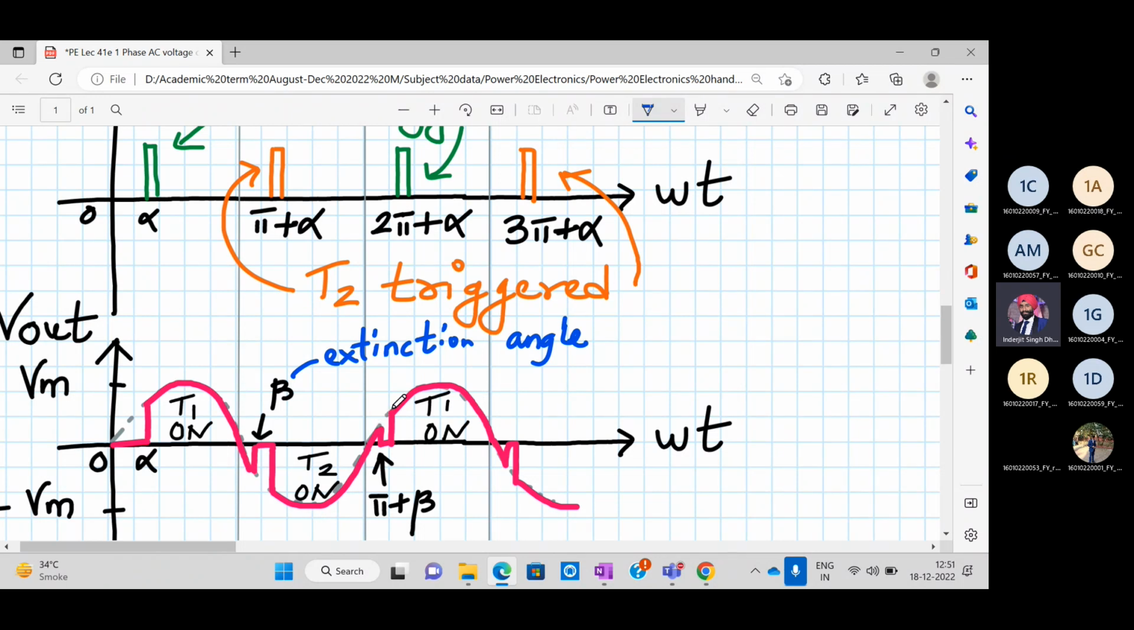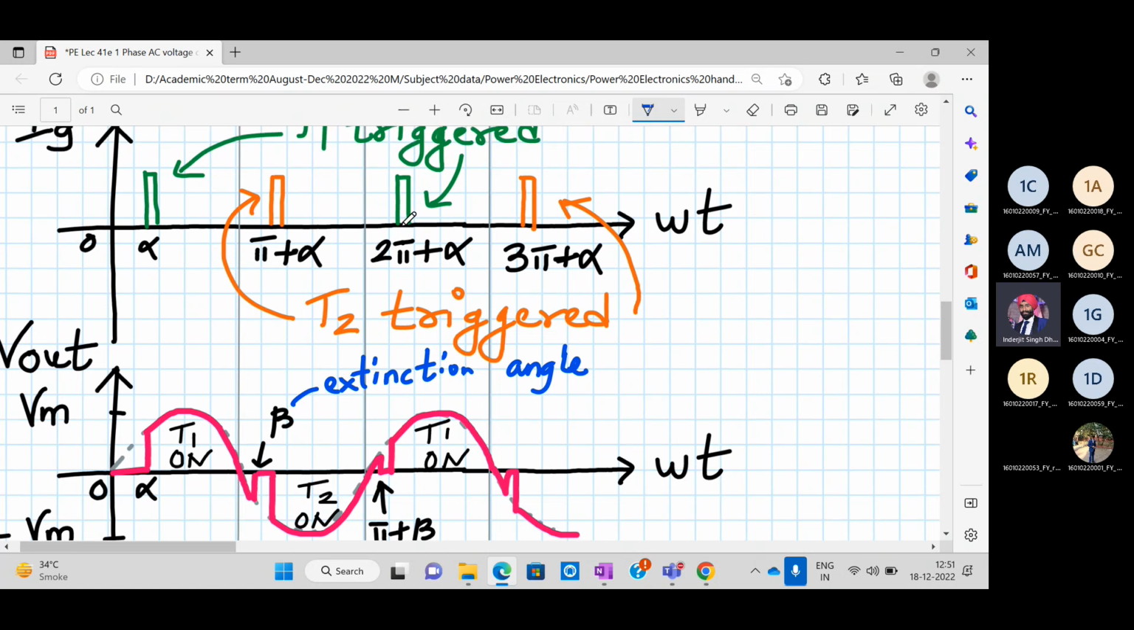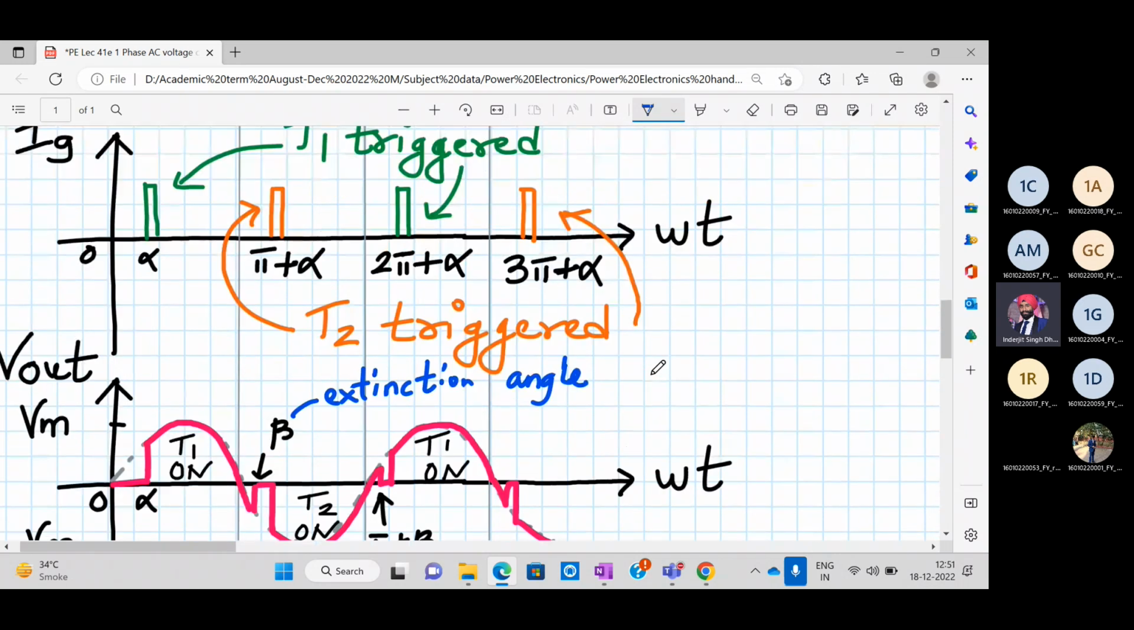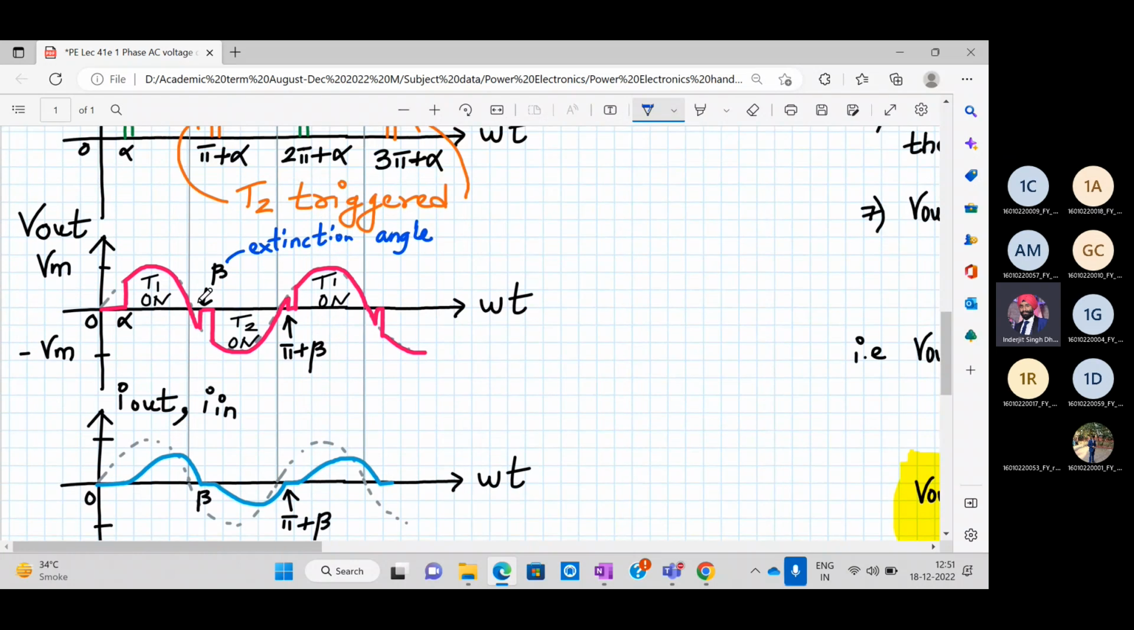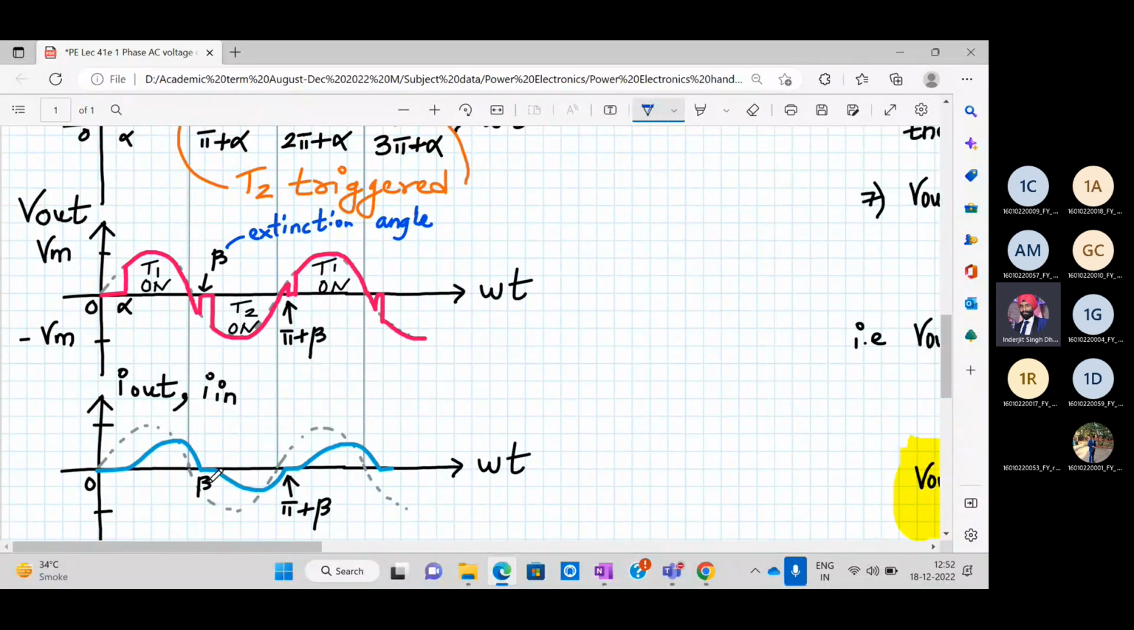Now from pi plus beta to 2 pi plus alpha, none of the SCRs are on. So at 2 pi plus alpha, SCR T1 will conduct and the cycle will repeat itself. So that's the only difference between your R and RL load. And also the current: why does the SCR turn off? Not due to natural commutation, but only due to the fact that your output current is reducing to zero. So as you can see, after alpha the current is building up and it decays to zero at beta. Since the current flowing through the SCR, I out, is becoming zero, that's why the SCR is turning off. Not because of the negative voltage over here.